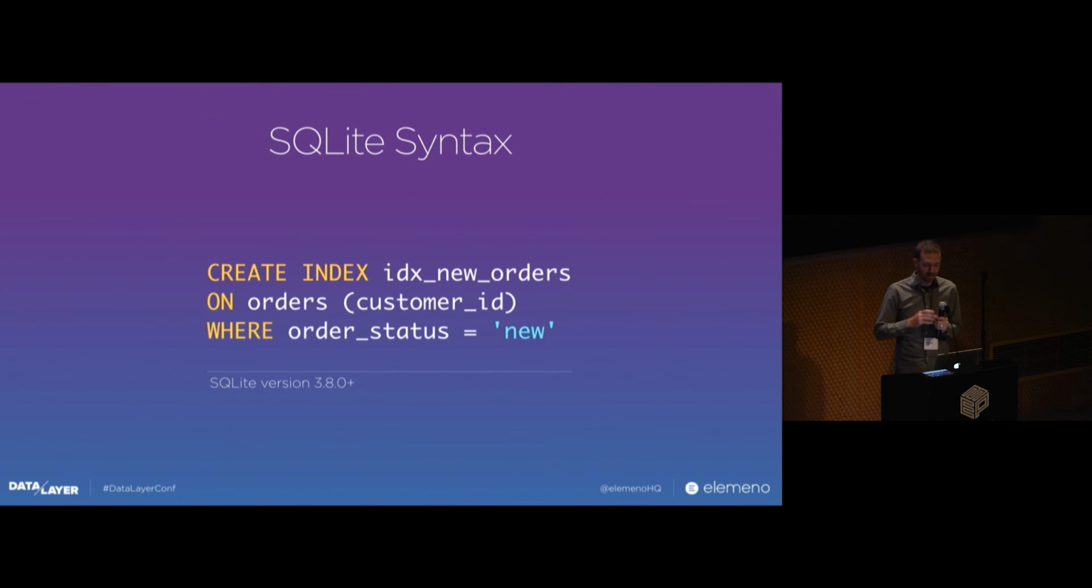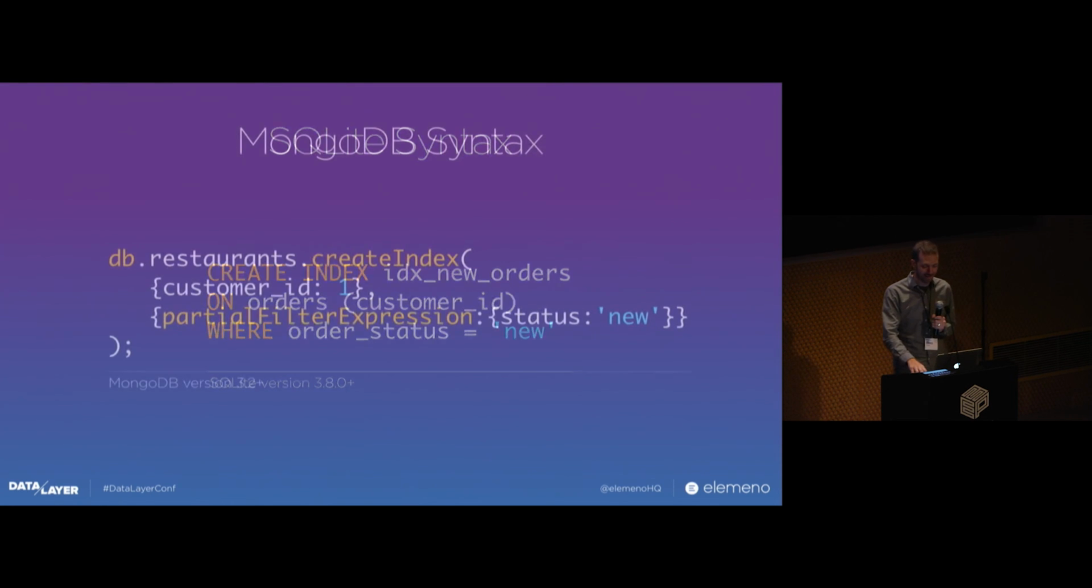Looking at SQLite, this looks exactly like the Postgres example that I showed earlier. The only difference between those two databases would be the functions and operators that you can use and the types of indexes that you can create. But otherwise, structurally, it's exactly the same. Create index with a where clause. SQLite has supported this since 3.8.